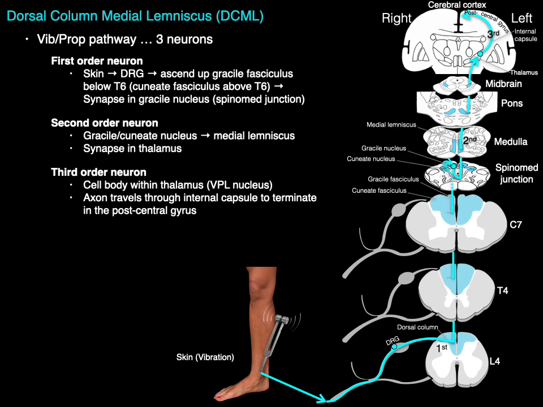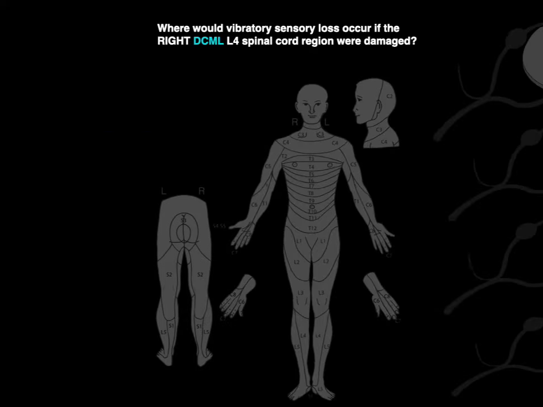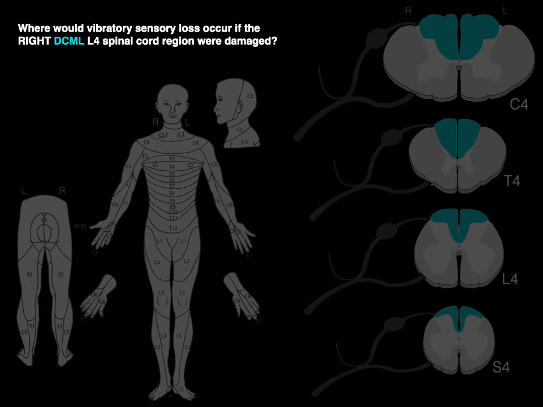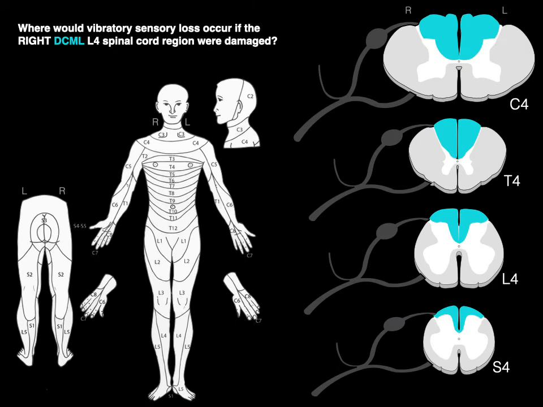All right, so there's the dorsal column medial lemniscus, all three order neurons. So let's do a little practice time, shall we? Where would vibratory sensory loss occur if the right DCML at the L4 spinal cord region were damaged? Pause the video, but I'm going to go forward.